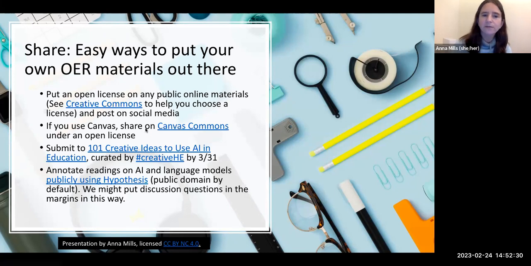Sharing on Canvas Commons if you use Canvas, but even if you don't, wherever you want to put your materials, if it's public online, even if it's a Google Doc that you want to share, and you put that CC BY or CC BY NC on it, you have just created an OER, that you can then share on social media, get feedback on, you can see people's comments on, and we can collaborate in this way, sort of internationally. So I just encourage you to do that.